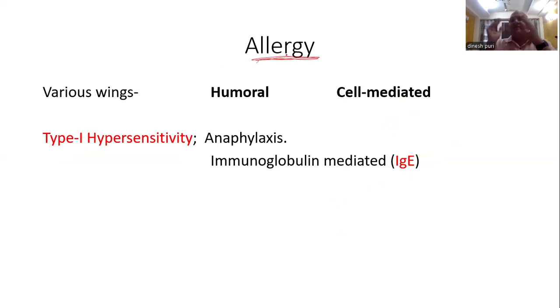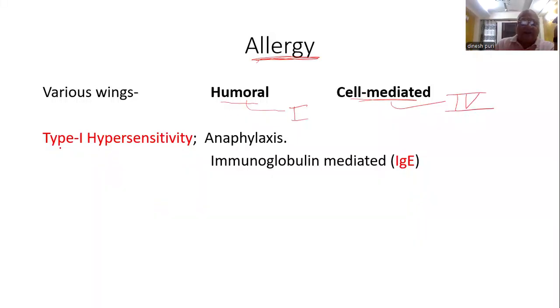Allergy, the exaggerated immune response, the abnormal heightened immune response, it can affect various ways. It can affect humoral immune response. It can affect cell-mediated immune response. So, humoral immune response, there are various types of allergy, or we can call it hypersensitivity. Type 1 hypersensitivity में humoral effect होता है. Type 4 में cell-mediated effect होता है.